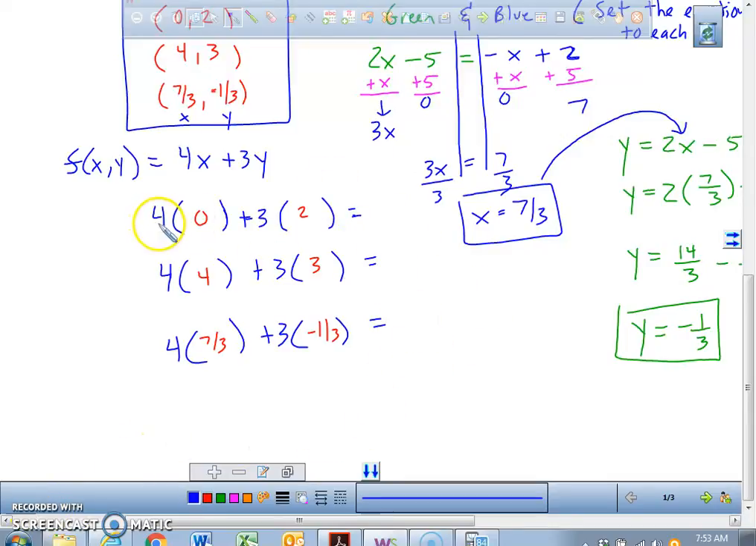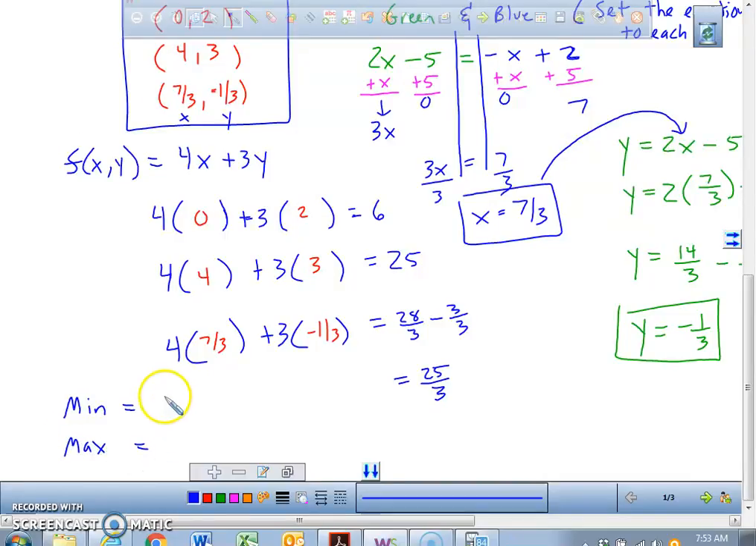All right, if we do the first one right here, we have 4 times 0 is 0, plus 3 times 2 is a 6. Right here, we have 4 times 4, which is a 16, plus 3 times 3, which is 9, which gets us to a 25. Here we have 28 thirds. I'll write it this way: 28 thirds minus, basically, we'll say 3 thirds. Now, that's technically a 1, but I'm just leaving it as a third so I can combine these. What's 28 minus 3? 25 thirds.